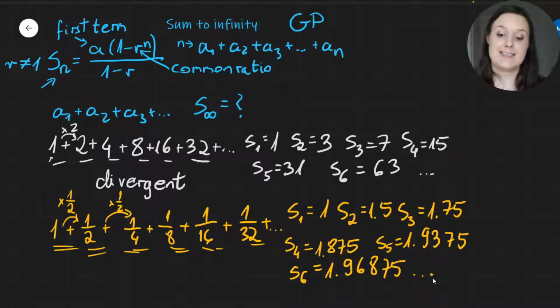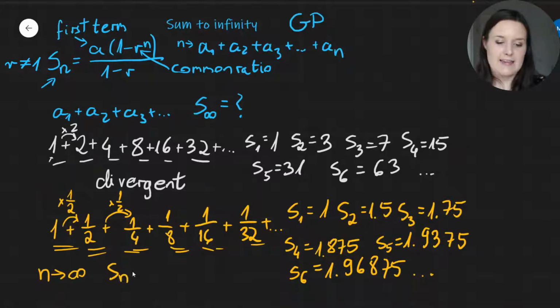If I want to find S7 now, I will add an even smaller fraction. I will add the 7th term, so 1/64, and I will keep adding numbers which keep getting smaller. And actually, maybe you can guess now that as n tends to infinity, Sn tends to a limit, to a particular number. These sums are getting closer and closer to 2. So that's the limit, and this time it is a convergent series.